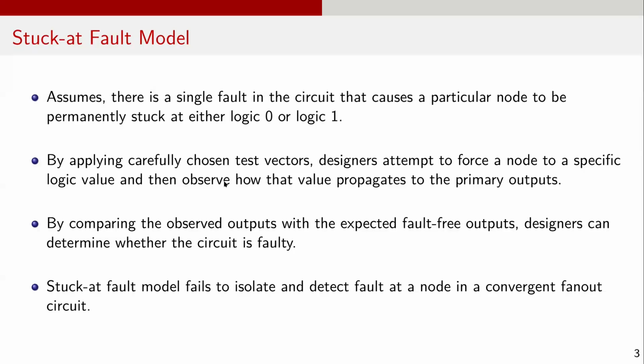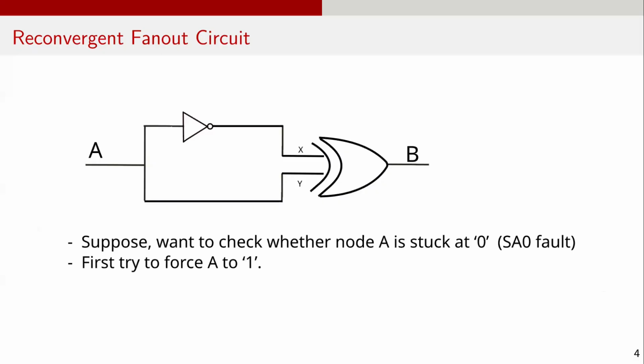However, there are certain circuit scenarios where this fault model fails to isolate and detect faults, even though a defect may exist in the circuit. One such scenario is known as the design with reconvergent fanout. Let's understand what reconvergent fanout is in a circuit. Reconvergent fanout occurs when a signal in a digital circuit splits into multiple paths and then those paths later merge back together, or reconverge, at a downstream logic gate.